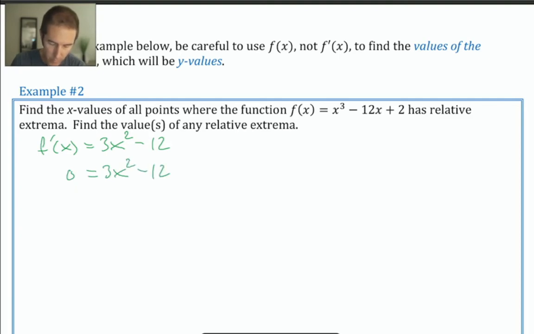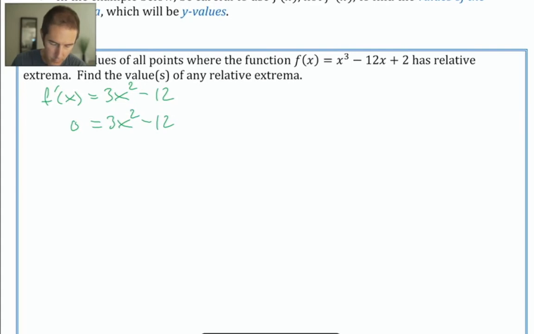And then we'll solve. Adding 12 to both sides, dividing both sides by 3, square rooting both sides. So I found two potential critical numbers, positive and negative 2. Well, they're definitely critical numbers. It's a question of whether or not we're going to have an extrema at both of those points.